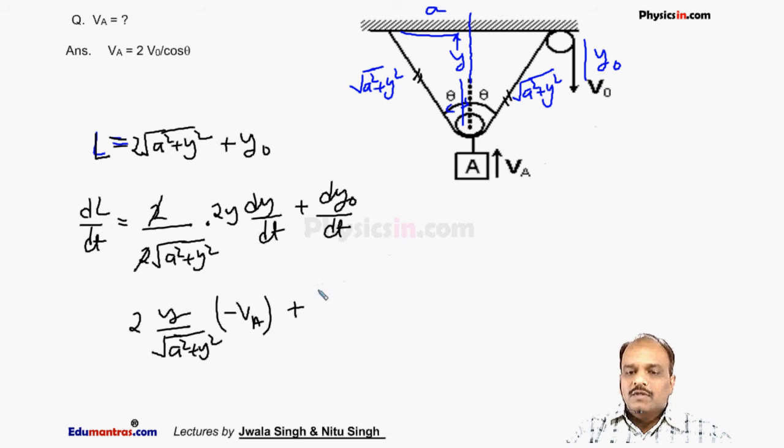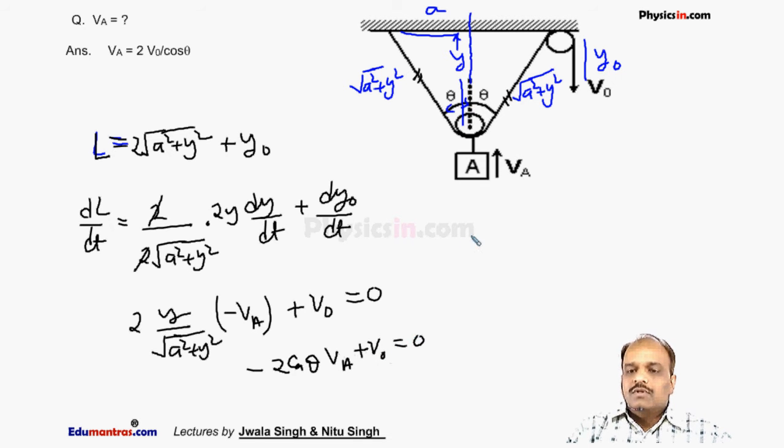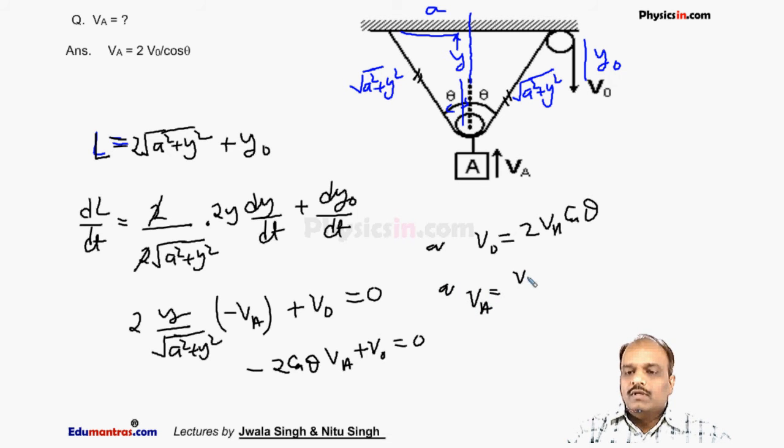Dy naught by dt is V naught, and this is equal to 0. So from here we get 2 times y by root over a square plus y square, which is cos theta. So it is 2 cos theta times minus VA, plus V naught is equal to 0. So V naught is equal to 2 VA cos theta, or VA is equal to V naught by 2 cos theta. This is our answer.